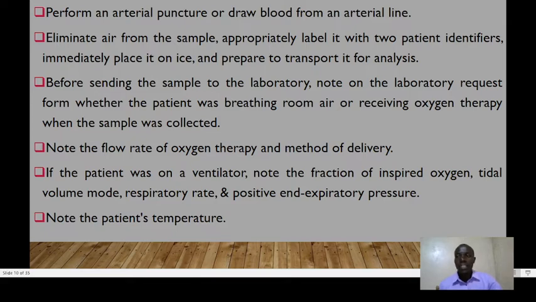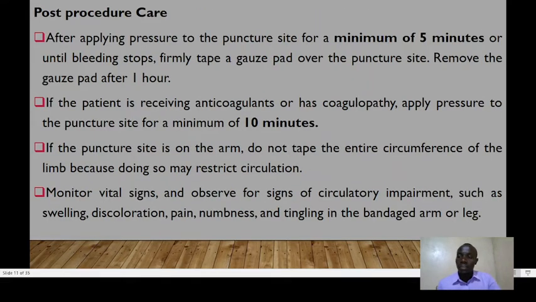You label it, then immediately place it on ice and prepare to transport it for analysis. Before sending the sample, of course, you have to note on the laboratory request form whether the patient was breathing room air or receiving oxygen therapy when the sample was taken. You have to know the flow rate of oxygen therapy and the method of delivery if this patient was on supporting machines. So if the patient is on a vent, you also note the fraction of inspired oxygen, tidal volume, mode, respiratory rate, and positive end-expiratory pressure, which are very key in calculating the values.